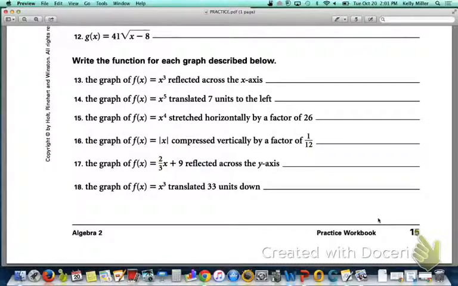How do you know when to move the exponent? If it's left or right, then we need to include that 7 inside with the x, otherwise it would be on the outside. If this had said up 7 units, then it would have been outside, right? All right, number 15, we're going to stretch horizontally by a factor of 26.